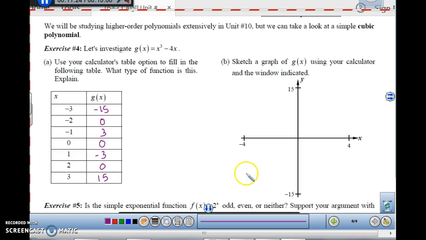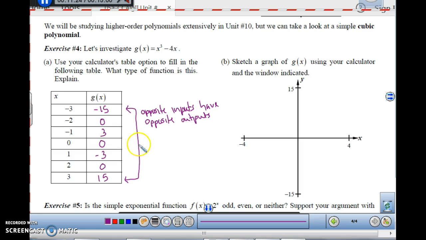Okay, so what type of function is this? Is this even or is this odd? All right, so what we want to look at is the opposite inputs. All right, so we want to look at -3 and +3. Opposite inputs give you, this is -15, this is +15. Opposite inputs have opposite outputs.